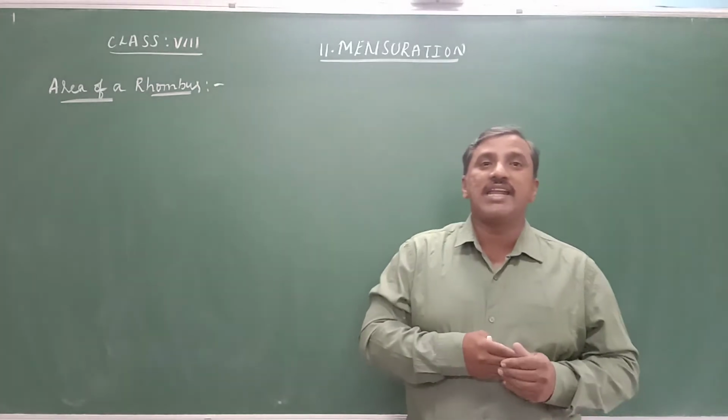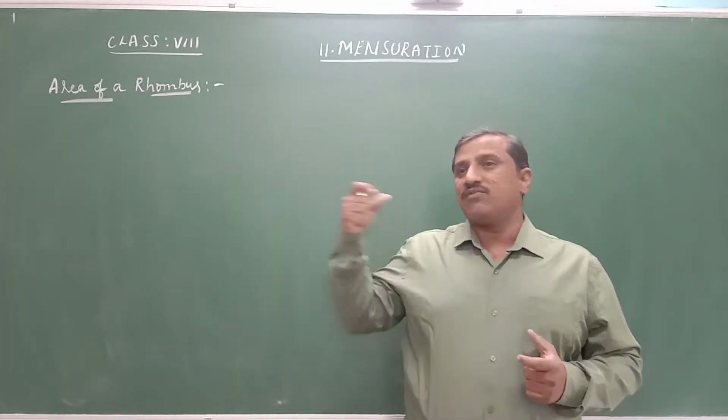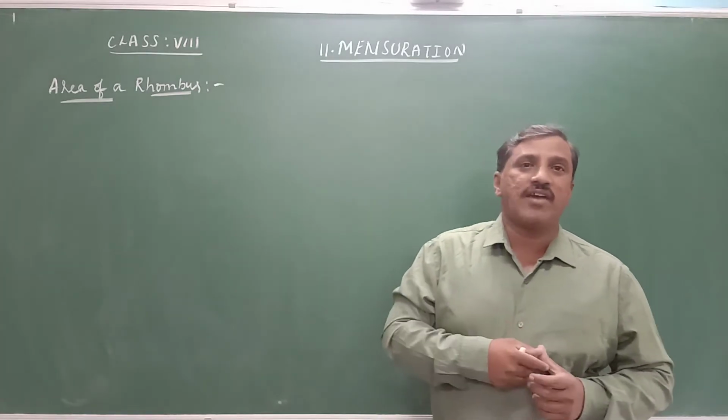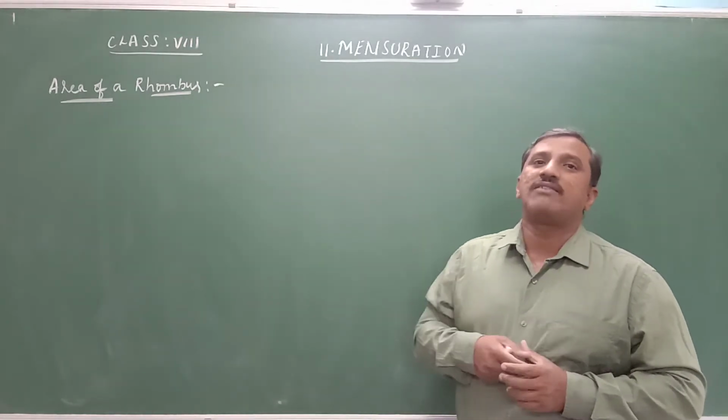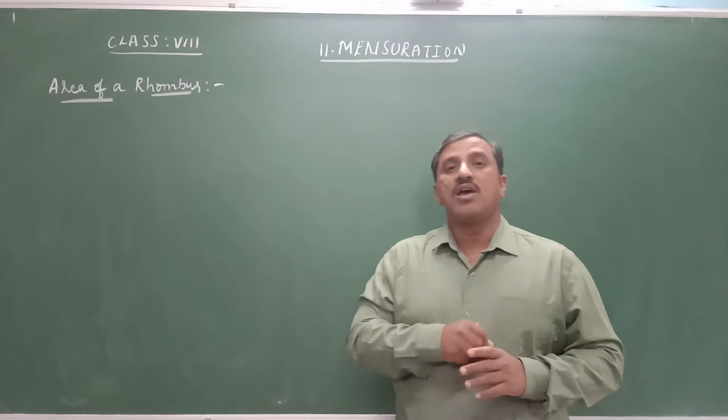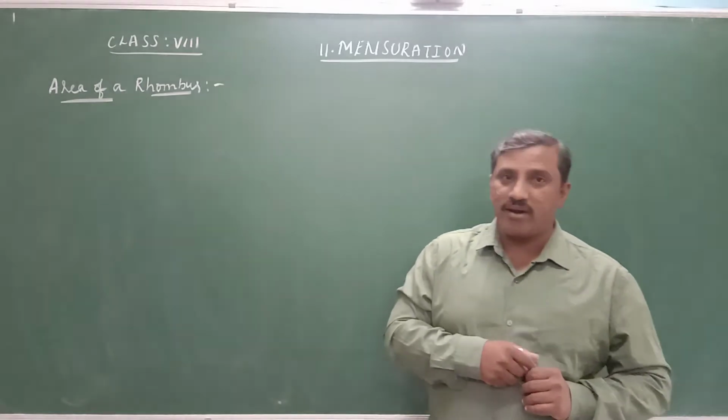How to find the area of a rhombus? What is the formula to find the area of a rhombus? We will derive a formula. It is quite similar to the general form of a quadrilateral.